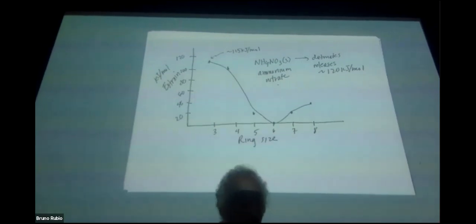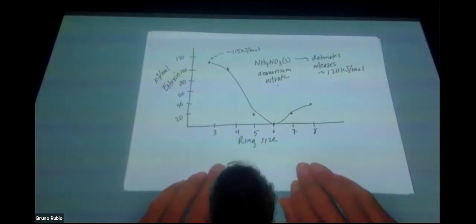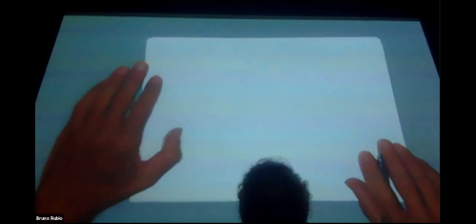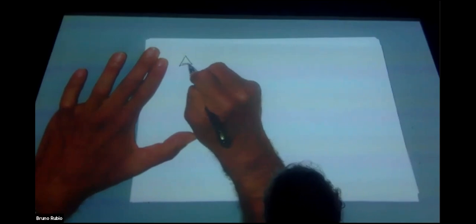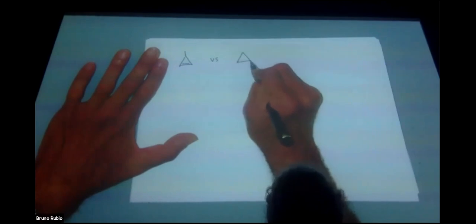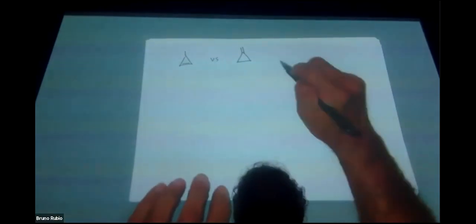Okay, so angle strain. That's the first kind of strain that we're going to talk about, and that is due to deviation from the ideal bond angle. All right. So let me give you a little problem here. What about this guy versus this guy? Okay, they are constitutional isomers. They have the same formula, same degrees of unsaturation, all of that. So this is a fair comparison.